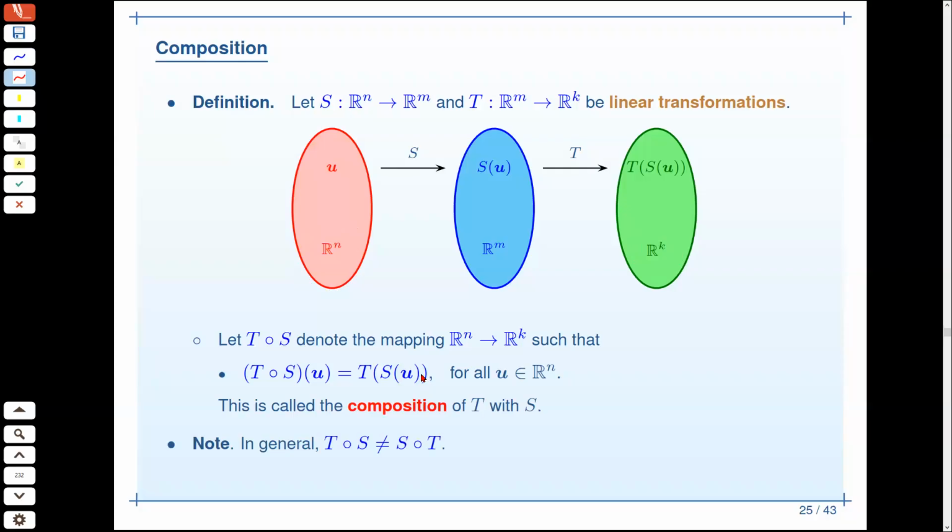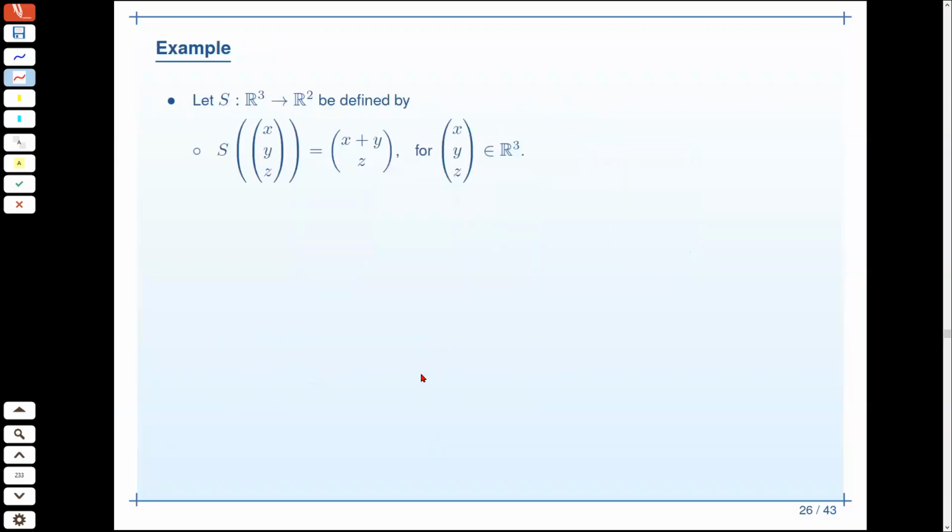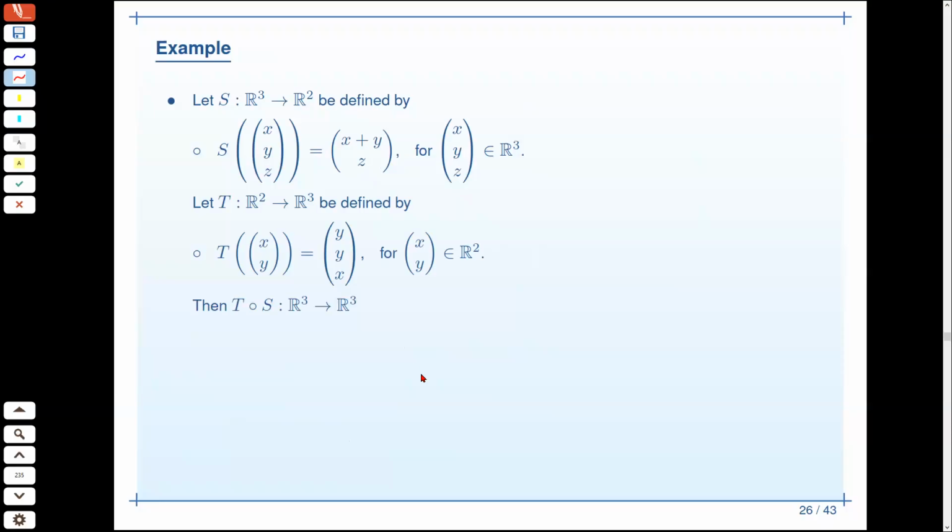And again, because these are functions, in general T composite with S is not the same as S composite with T. But how does it work with matrices? Let's see first. Suppose S is a linear transformation from R3 to R2, and T is a linear transformation from R2 to R3. It is very obvious that they are both linear. So can you find the composites? Of course, yes, but it is a very tedious mapping.